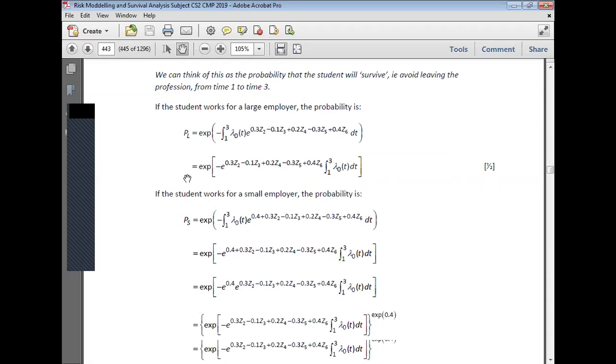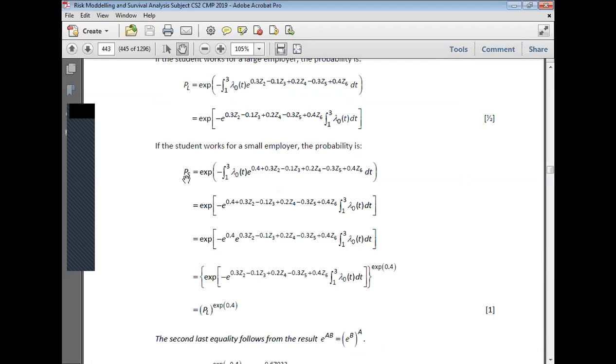And then you try to figure out the PS. So with PS, you will have 0.4 here and you know that its value is 1, because we are already assuming that this person is staying with the small employer that he started off with. And for the rest of this stuff, we don't know the value, so we leave them as they are. And again, take all of these things outside of the integral. And as we know, we can separate this e raised to 0.4, and we again separate it outside.